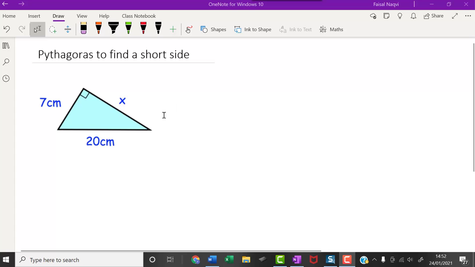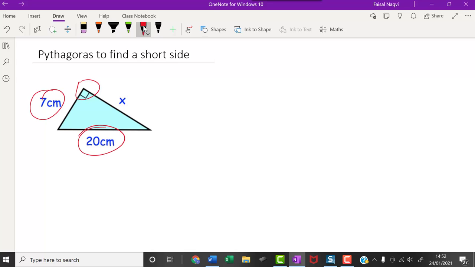In this question, we've got a triangle and we've got to find one of the sides. The first thing we check is: is this a Pythagoras question? If it's Pythagoras, we have a right angle triangle, we have two sides and we want the third side. So yes, it is a right angle triangle. I have two sides and I want the third side. So I'm going to use Pythagoras.